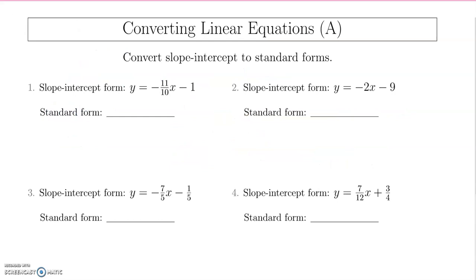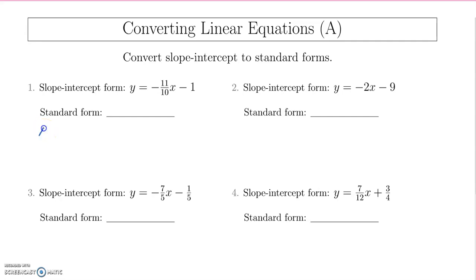So here's one of your sheets that'll come up in your OneNote, and this is converting slope-intercept to standard form. The slope-intercept form is y equals -11/10x minus 1. Converting this to standard form is not super hard to do. The one thing that stands out right away from this question is there's a fraction, and you can't have fractions in standard or general form, so we've got to get rid of the fraction. The easiest way to do that is to multiply by the denominator across the entire thing.